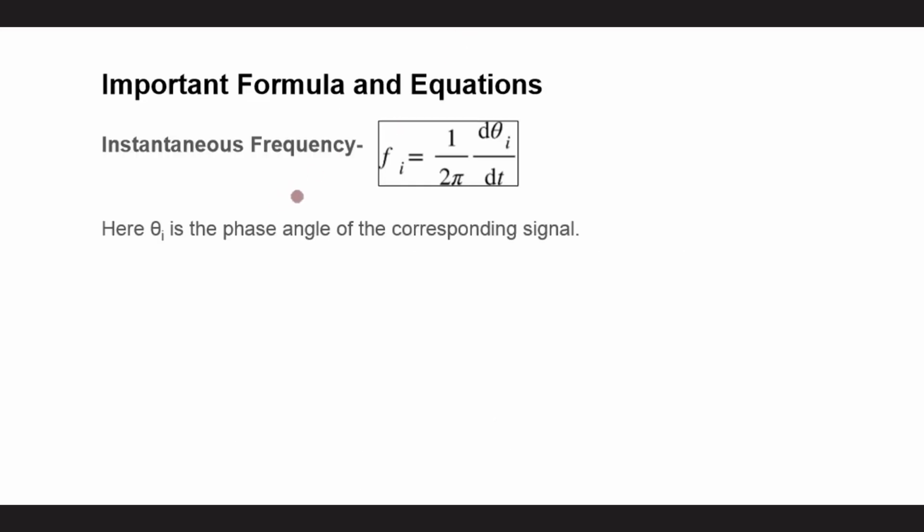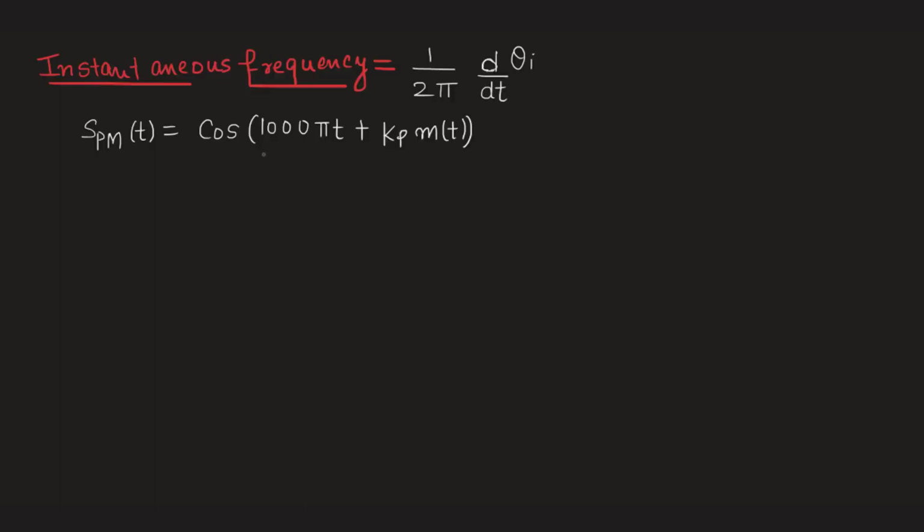We also need to know the mathematical definition of instantaneous frequency: fi equals 1 over 2π times dθi over dt. Here θi is the phase angle of the corresponding signal. The term inside the parenthesis of this signal is its phase angle. We can denote it as θi PM. We can utilize this phase angle to calculate the instantaneous frequency of this signal, fi PM, which can be written as 1 over 2π times dθi PM over dt.